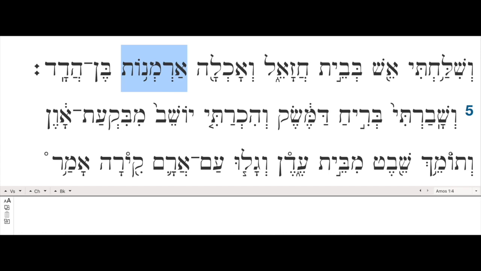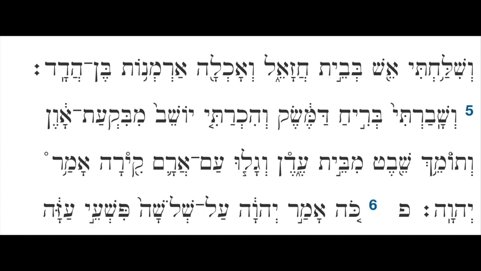Really, we have a three-word construct chain. Armenot is a construct, Ben is a construct, and Hadad would be the absolute noun. So I will send fire against the house of Hazael, and it will consume the citadels of Ben Hadad. We should probably translate Beit as palace here, so I will send fire against the palace of Hazael, just because of the parallelism. Since Beit is in parallelism with Armenot, that would just make sense.